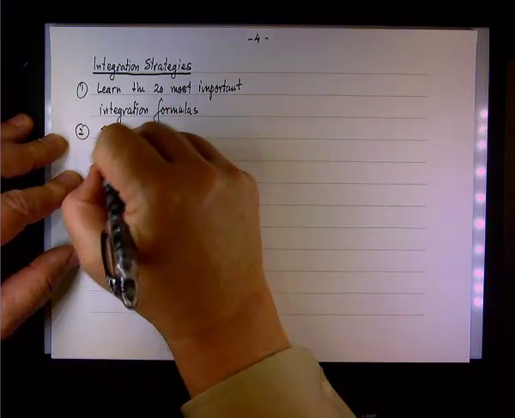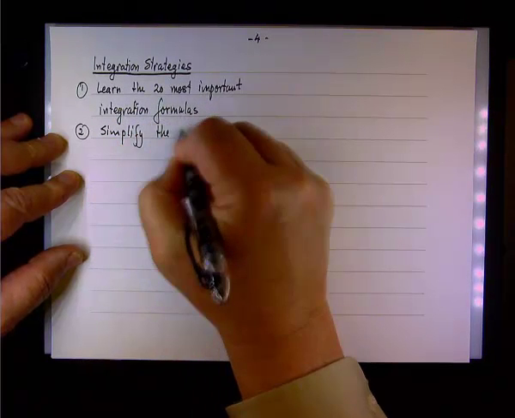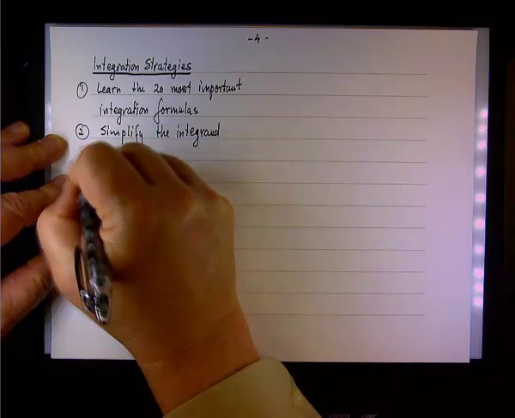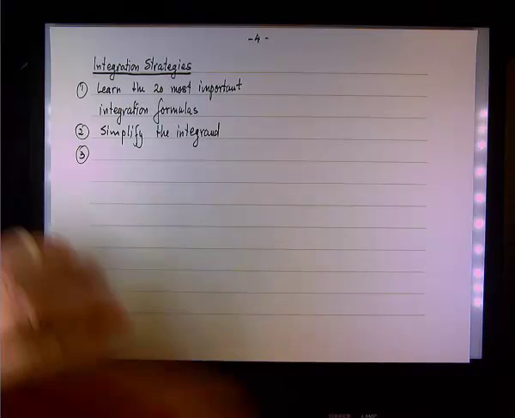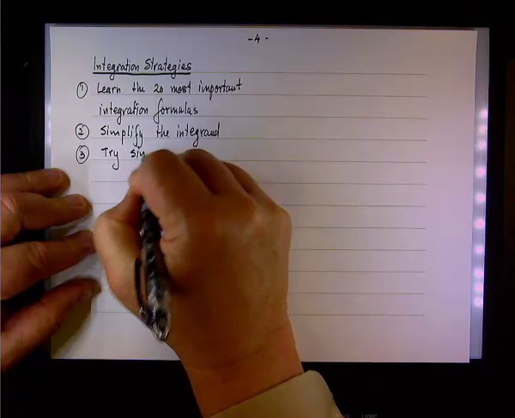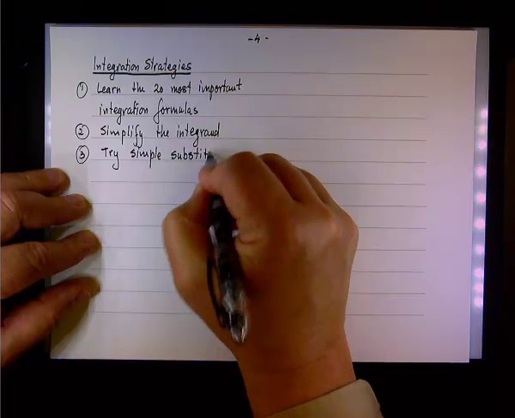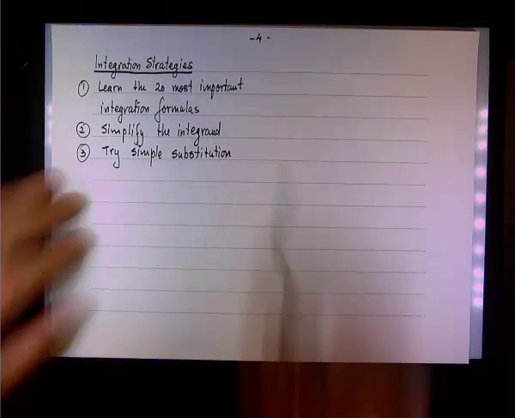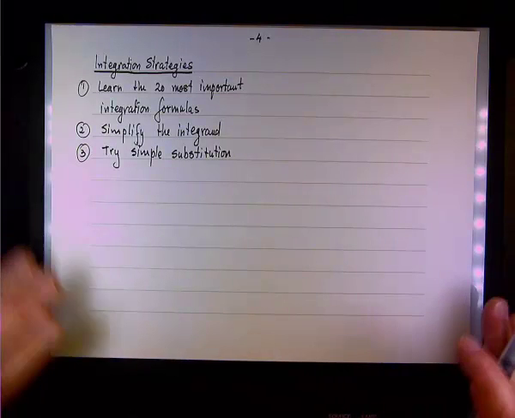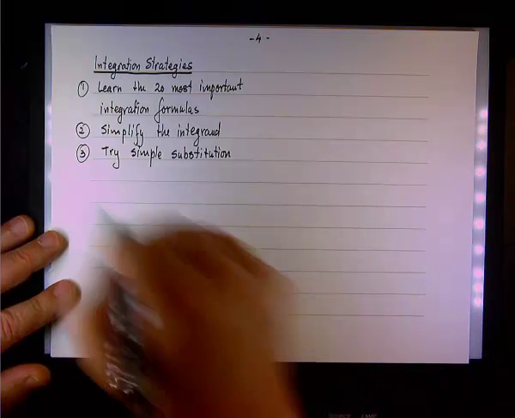Next, simplify the integrand. That's always good advice. Next advice, try simple substitution before you go into any fancy substitution. Remember, I gave you an example where we could have used the trig substitution, but it turned out that a simple u substitution was enough.